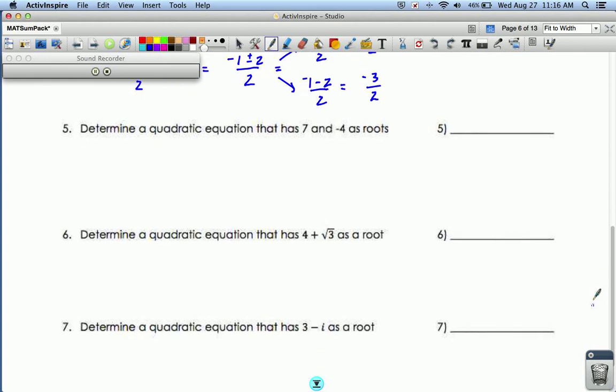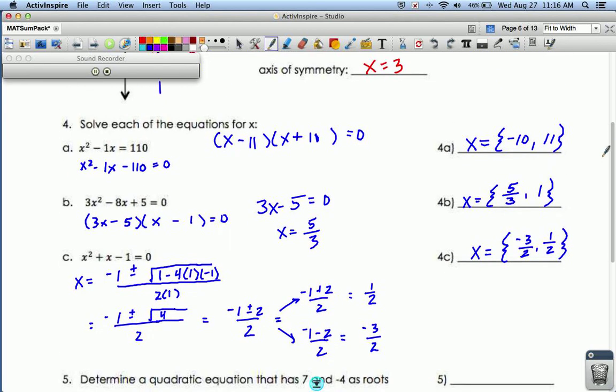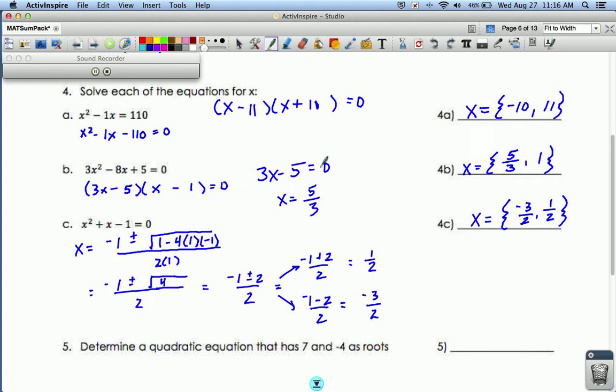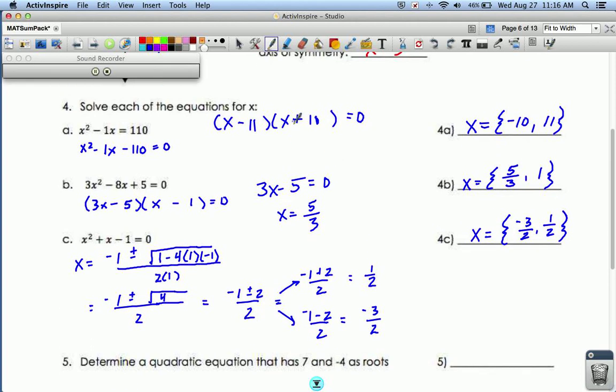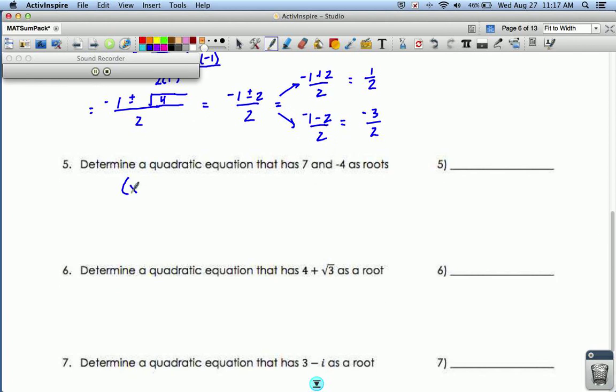Determine a quadratic equation that has 7 and negative 4 as roots. Well, what we just saw up here, we found the roots up here. Right? Negative 10 and 11 came from x minus 11 and x plus 10. So that means 7 and negative 4 are going to come from x minus 7 and x plus 4, which means if I distribute them through, I get x squared minus 7x and a plus 4x makes a minus 3x, and then multiply, we get negative 28.